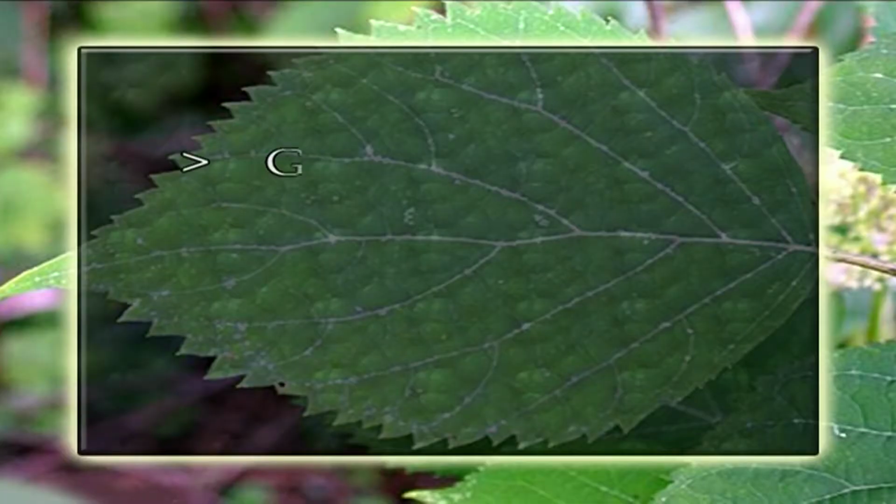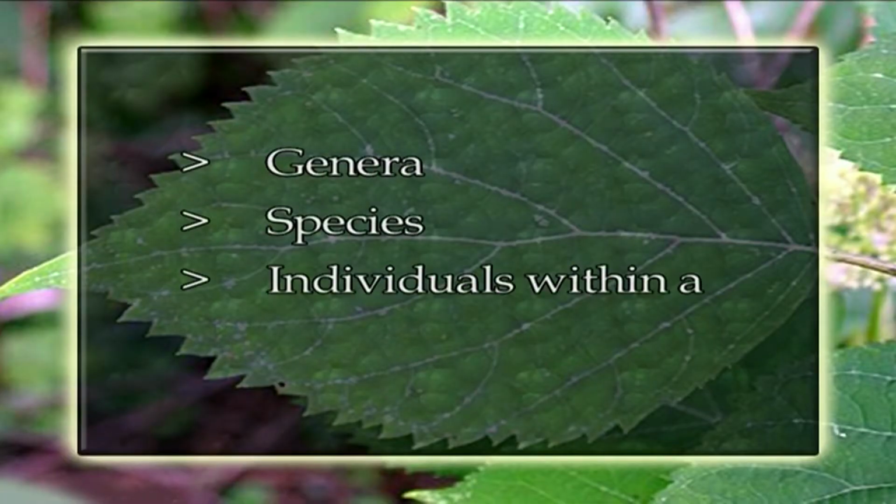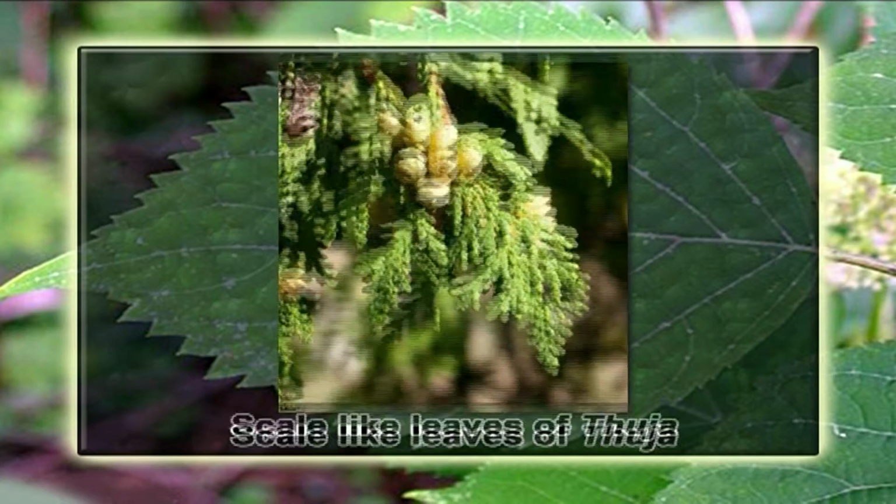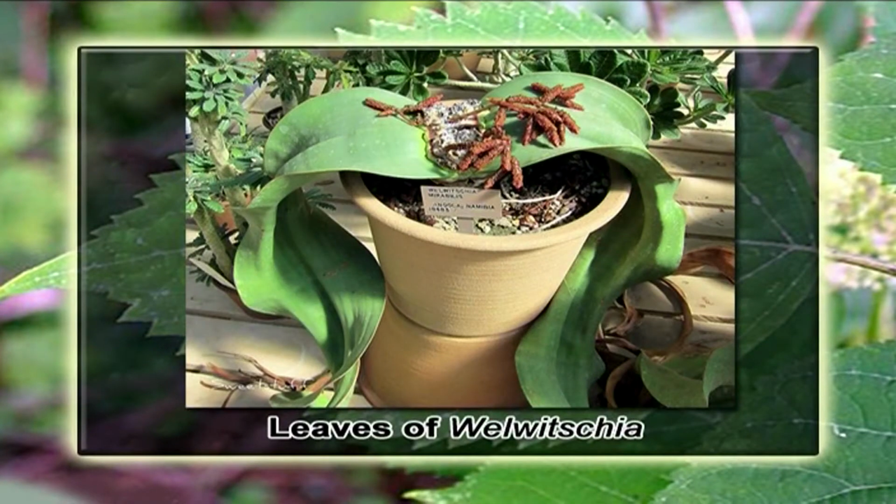Leaf size is one of the most plastic traits of a tree, and it is not uncommon to see great variability within genera, species, individuals within a species, and even between the same individuals at different stages of development, for example sapling, canopy tree, or on different parts of the same tree. Leaf size ranges from tiny scales along stems, which are less than 1 millimeter long, to the leaves of Welwitschia that are several meters long.